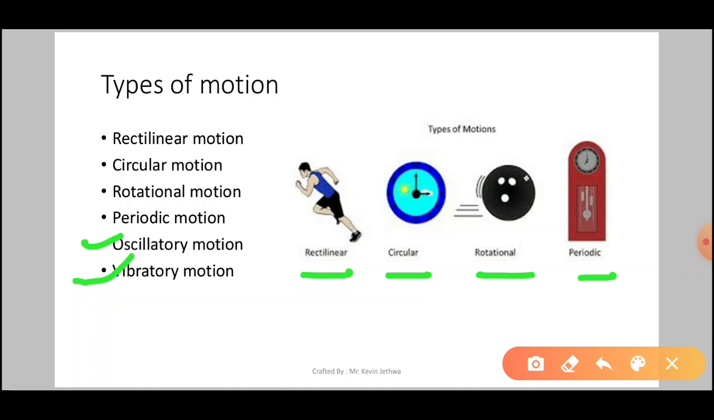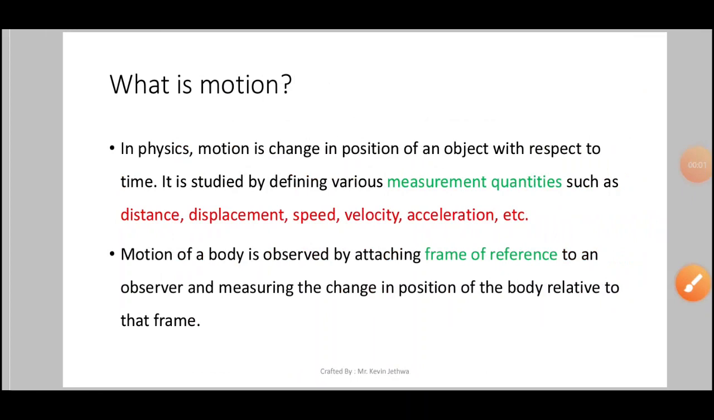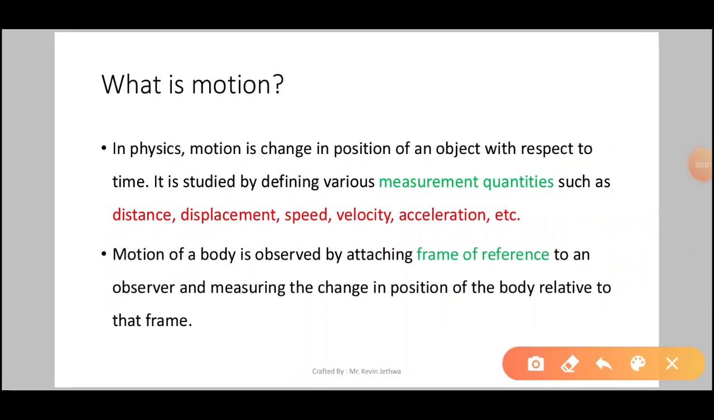In this class, what we are going to study is the relation between the quantities that define the motion, how they are related to each other, and the graphs related to them. So the next question should be, how do we define the motion? We define the motion as the change in the position of an object with respect to time. Now which object? The object which we are studying.